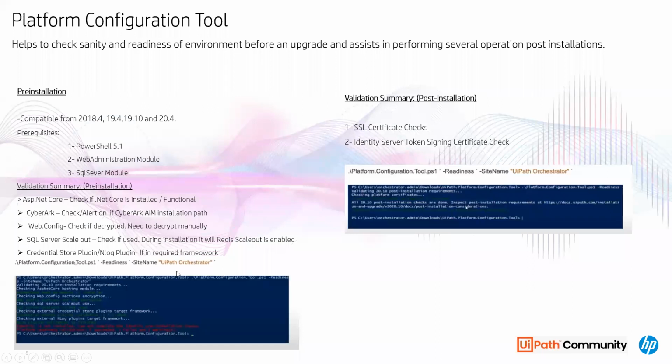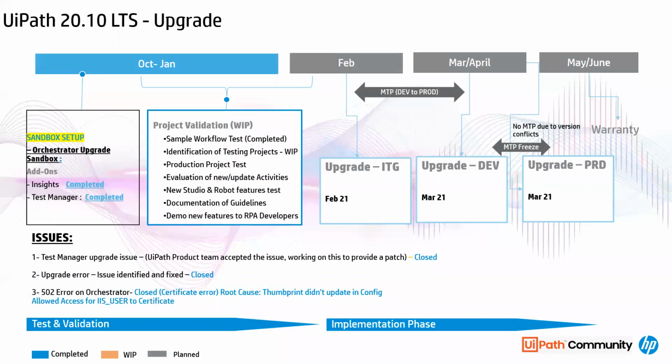So this is just one screenshot of how it runs and gives you alerts with the color option. Similarly, once the installation is done, if you want to do a post validation for any issues, it validates two checks: if the SSL certificate is correct, and if the identity server is responding in the right way. So these two will be validated with the same script. Okay, so that's the platform configuration tool, which comes out of the box to test it and then proceed with the upgrade. Now I'll show you one prototype.